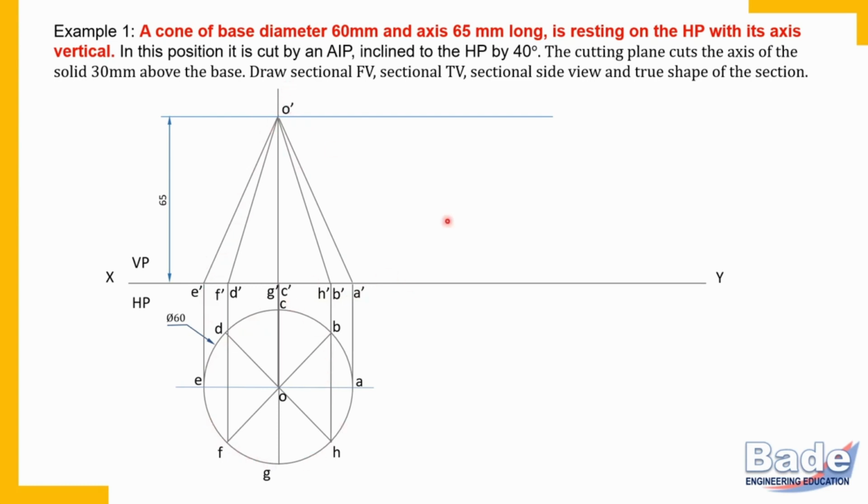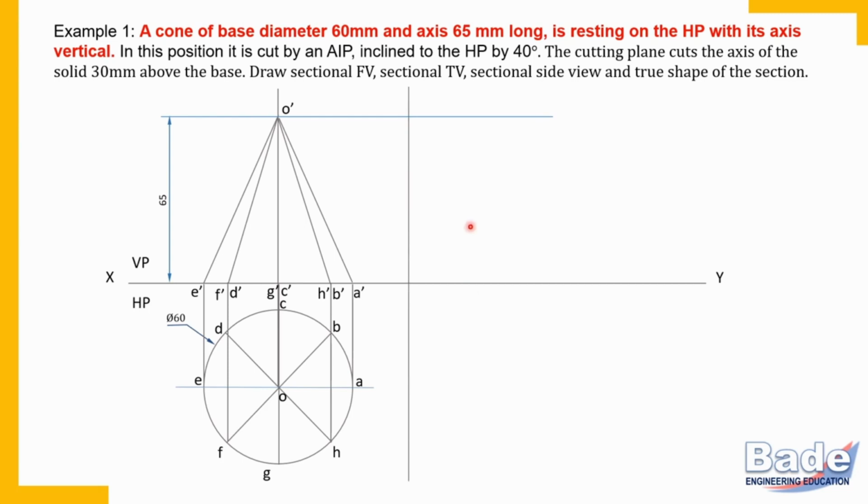But again, we are solving problems on sections. So unless we cut the object, we must not make the boundary of the retained portion dark, because we don't know which is the retained portion. So let's proceed. Check whether sectional side view is asked. Sectional side view is asked, so we'll complete the sectional side view also.